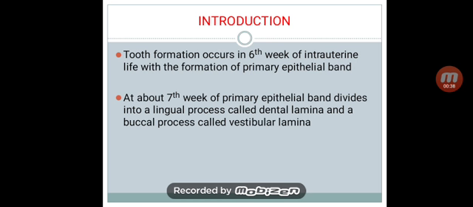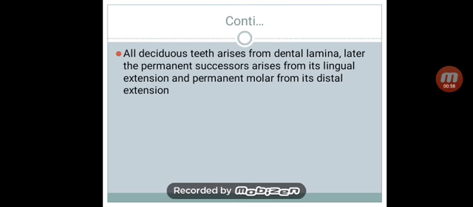Introduction. Tooth formation occurs in the 6th week of intrauterine life with the formation of the primary epithelial band. At about 7 weeks, the primary epithelial band divides into a lingual process called dental lamina and a buccal process called vestibular lamina. Vestibular lamina forms the vestibule while the dental lamina forms the actual teeth. The deciduous teeth arise from dental lamina. Later, the permanent successor arises from its lingual extensions and the permanent molar from its distal extensions.